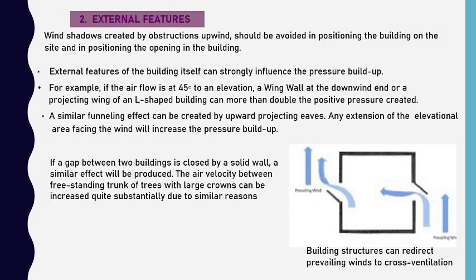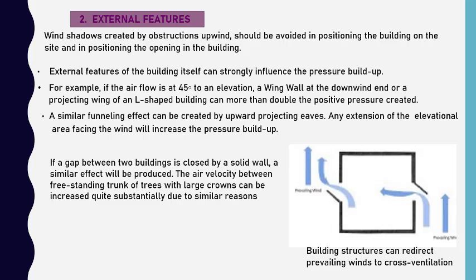Next comes your external features. When we say external features, it can be a fence, it can be a boundary of a building, it can be a tree, it can be anything placed externally outside the building in order to control your airflow. Wind shadows created by obstructions upwind should be avoided in positioning the building on the site and in positioning the opening in the building. External features of the building itself can strongly influence the pressure built up.